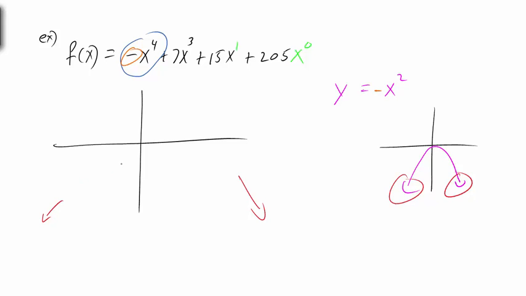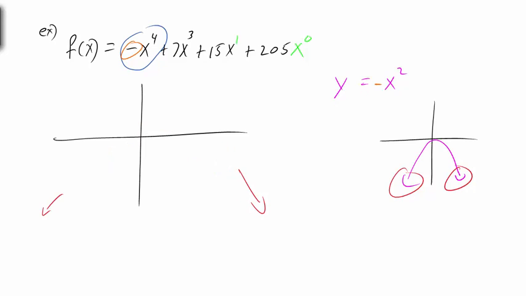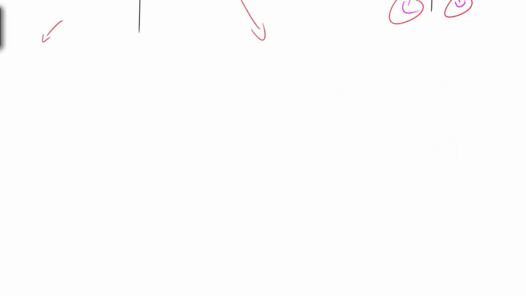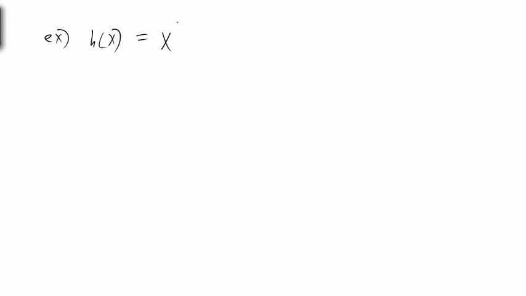Okay, now a little bit later in the next video, we'll talk about how we can determine what's happening in between here. But right now, all we're looking at is what's happening to the far left and to the far right. So let's look at another example and let's see if you can determine what's happening here. So if I gave you the function, let's say h of x equals x to the 9th power minus 7x plus 3.